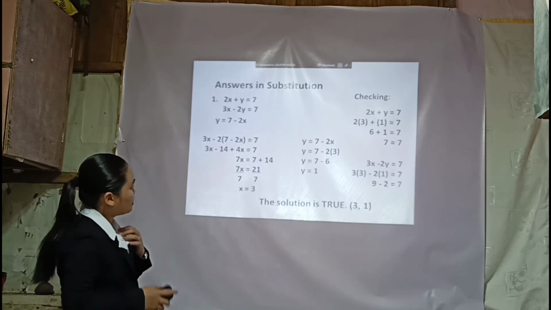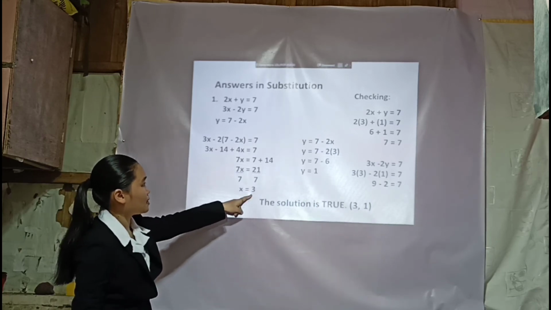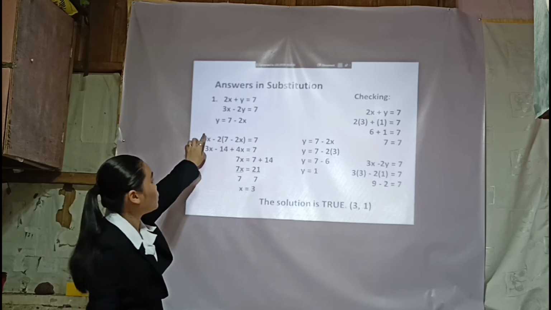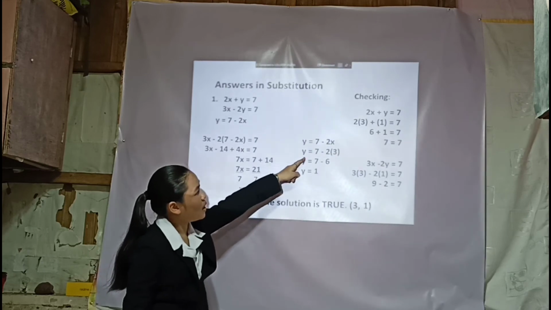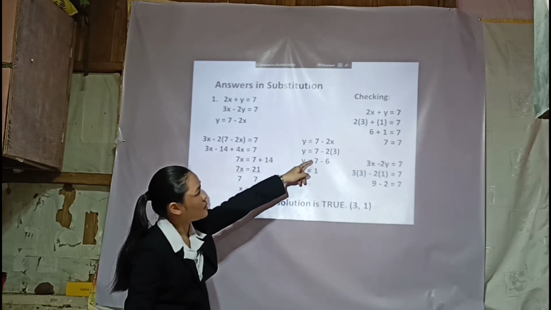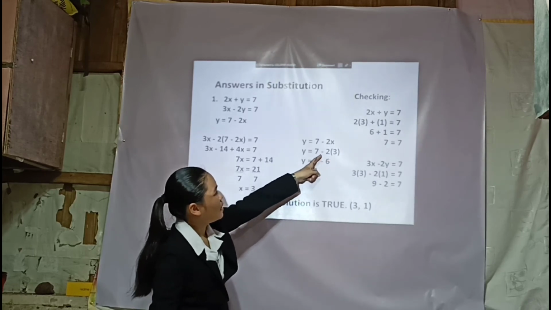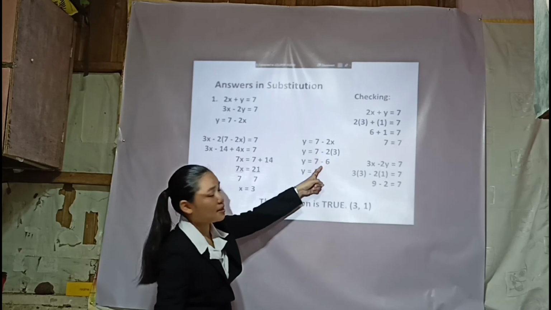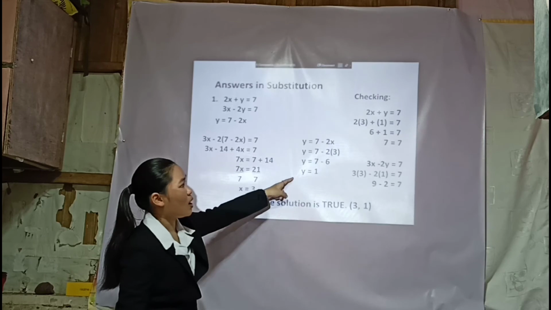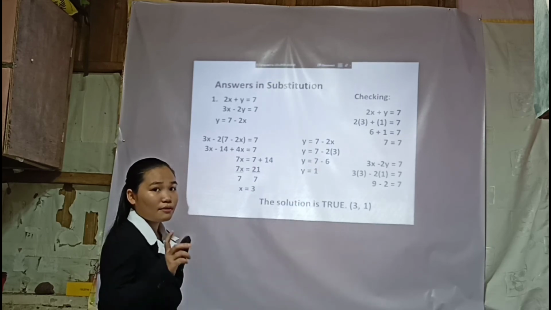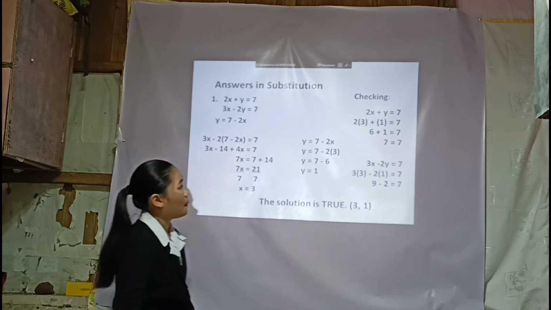So, the value of our x is 3. We will substitute the value of x to the answer in step 1, which is y equals 7 minus 2x. So, y equals 7 minus 2x, and the value of x is 3. So, let's substitute. Negative 2 times 3 equals negative 6. So, 7 minus 6 equals 1. So, the answer for y is 1.